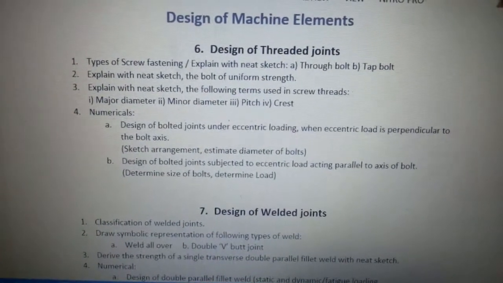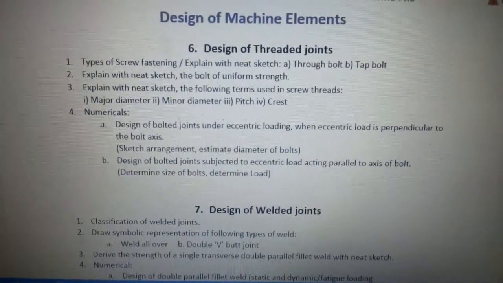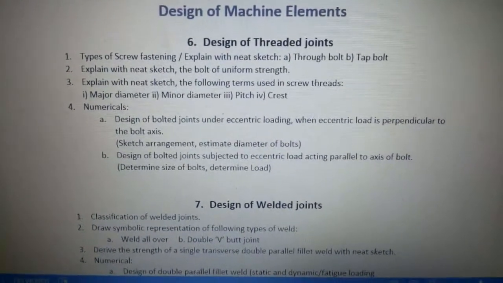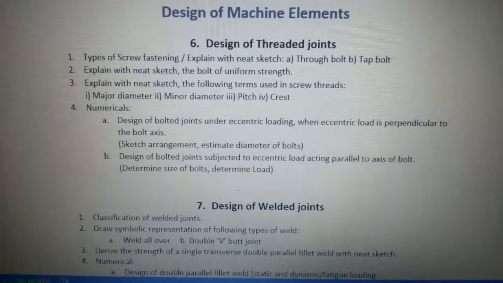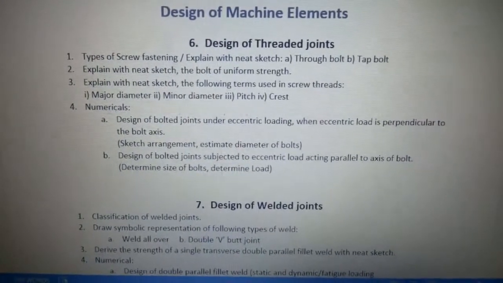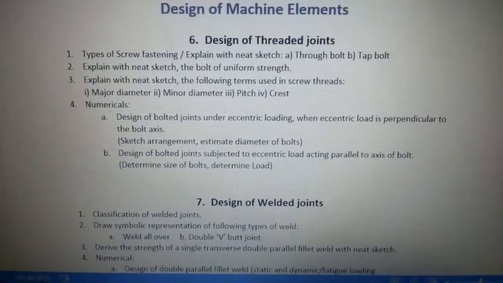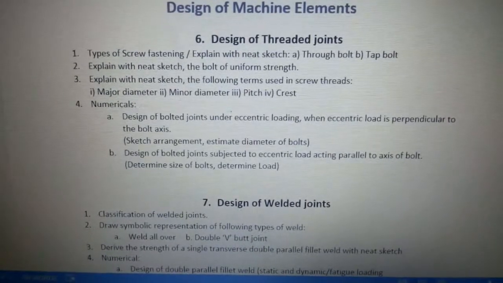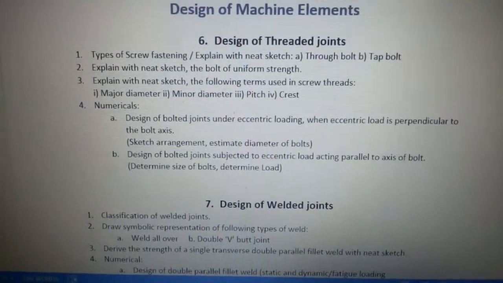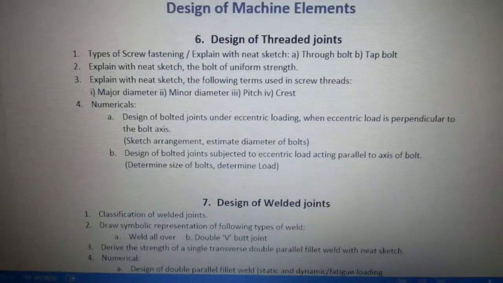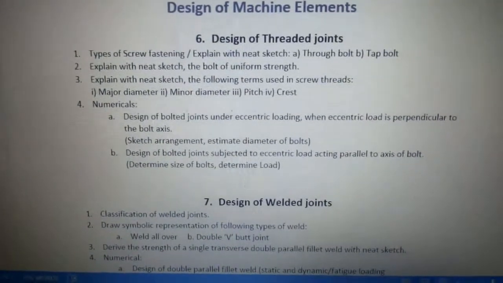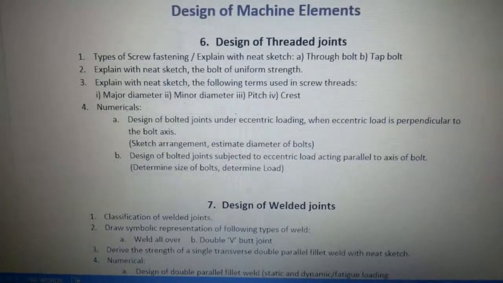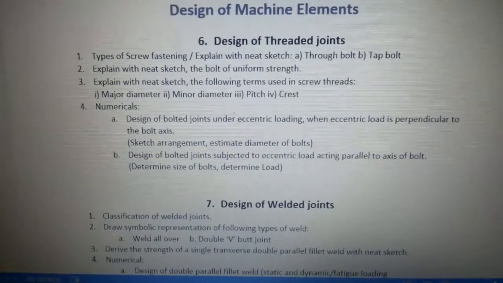Hi friends, today's topic of discussion is the important question or question bank for chapter number 6, 7 and 8. Here I have divided chapter number 6 into two categories, that is design of threaded joint and design of welded joint. In some textbooks there are 7 chapters and in some textbooks there are 8 chapters, where this design of threaded joint and welded joints, in some textbooks it is combined, in some textbooks it is separated.